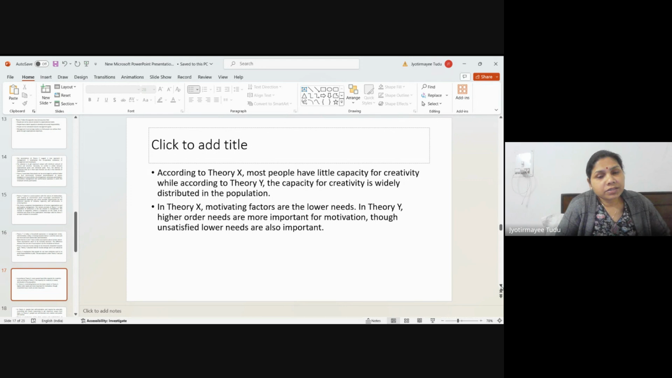And in theory X, the motivating factors are the lower needs. What you will feel motivated to go for is actually about the lower needs. Whereas in theory Y, higher order needs are more important for motivation.